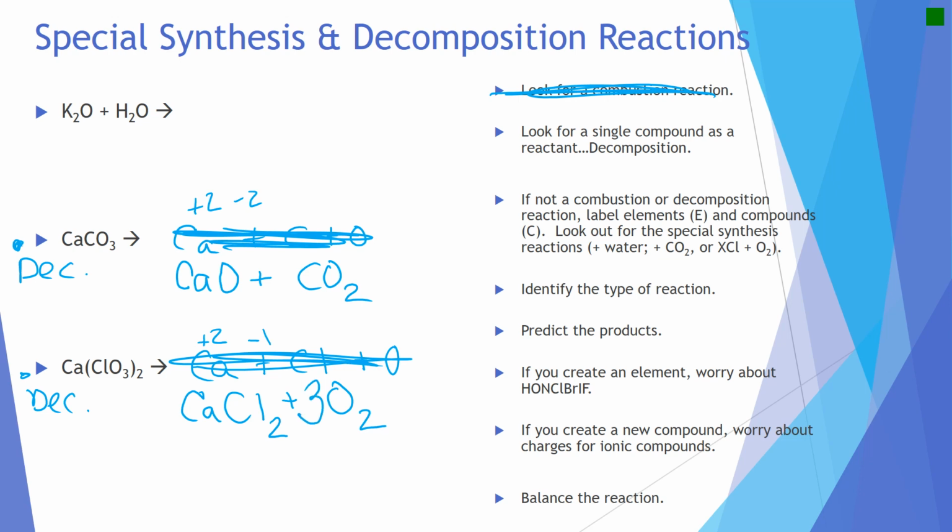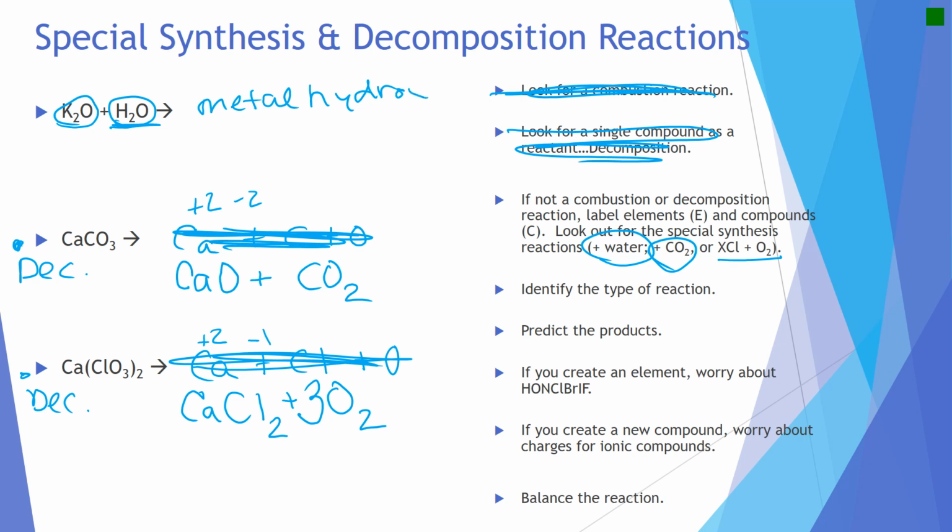All right, now I've gotten through all my decomposition reactions, and now I'm going to look for any of my elements and compounds. I'm going to look for that water, carbon dioxide, the metal oxide plus oxygen, or metal chloride plus oxygen. In this case, I see water. So I know bing, bing, bing, bing, bing, bing, bing. Oh, this is going to be one of those specialty synthesis reactions. So I'm going to go to my handy dandy specialty synthesis reaction sheet, and it says when you have a metal oxide plus water, what you're going to make is a metal hydroxide.